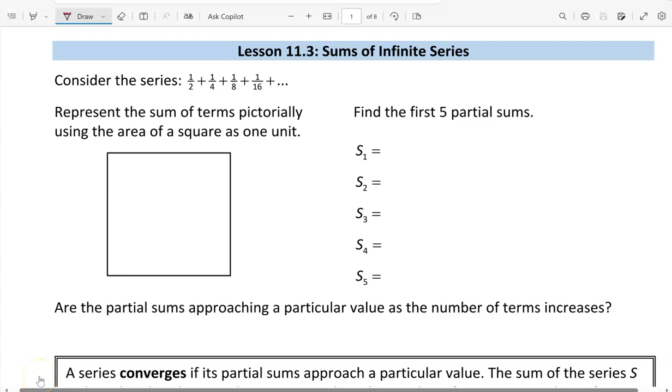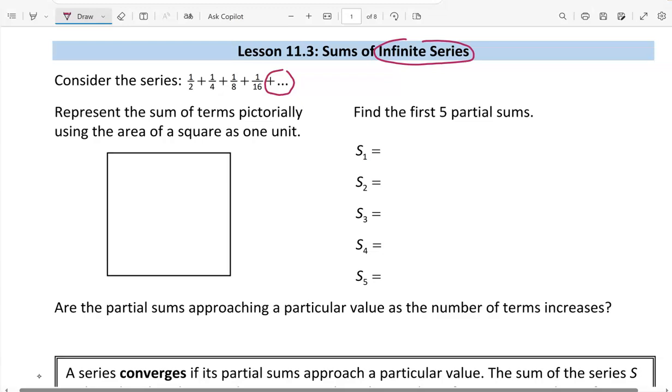In lesson 11.3, we're going to examine infinite series. An infinite series is a series with an infinite number of terms. You'll notice that an infinite series will end with plus and an ellipsis to indicate that there are terms left out. Let's consider the series 1/2 plus 1/4 plus 1/8 plus 1/16, a geometric series.